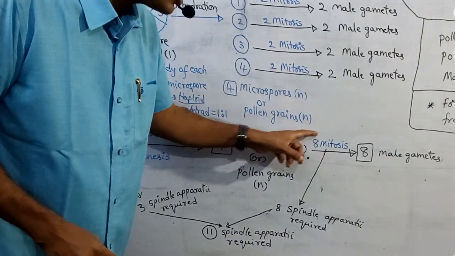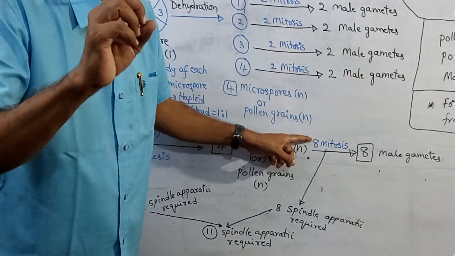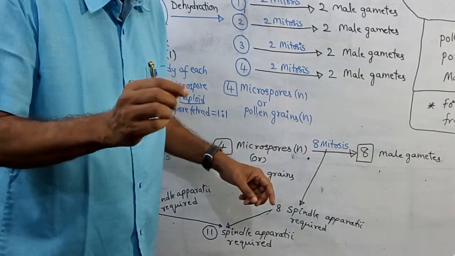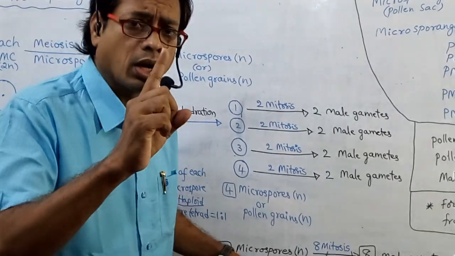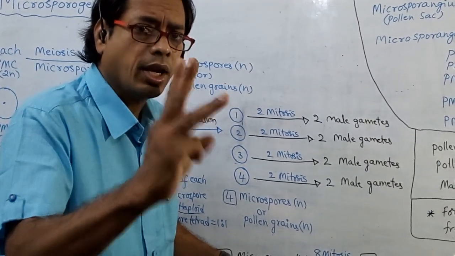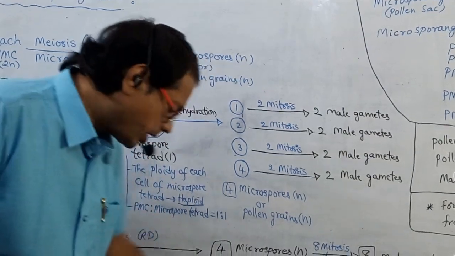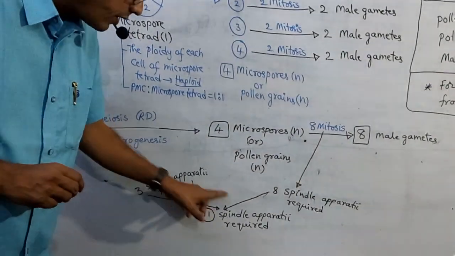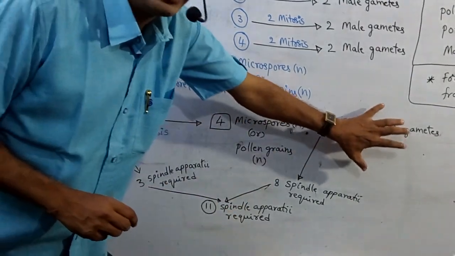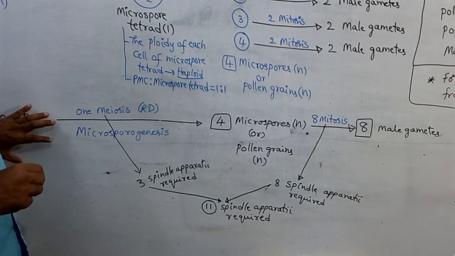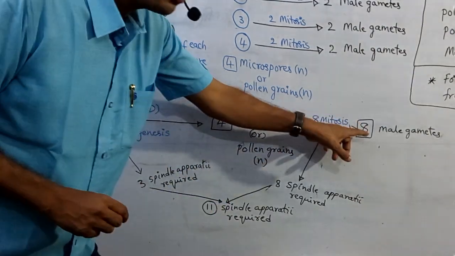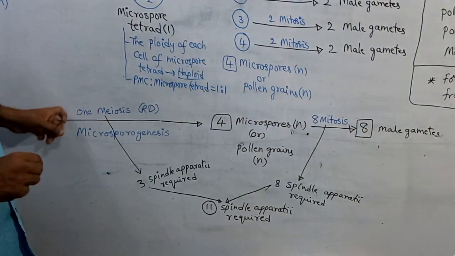Here how many mitosis? 8 mitosis. For one mitosis, 1 spindle apparatus is required. Again I am repeating. For one mitosis, 1 spindle apparatus. For one meiosis, 3 spindle apparati. So 8 plus 3, total 11 spindle apparati are required for the formation of 8 male gametes from PMC.